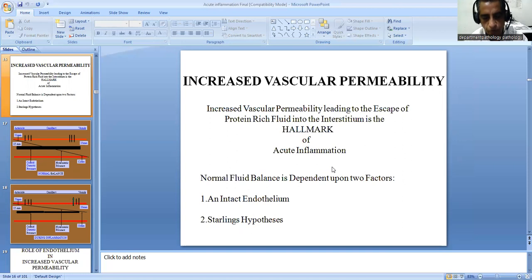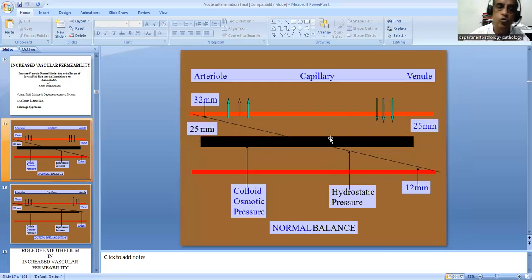And the second is Starling's hypothesis, which states that there are two types of pressures operative within and outside the vessel wall or the vessel lumen, into the extravascular and the intravascular compartments. These two pressures are the colloid osmotic pressure and the hydrostatic pressure. The hydrostatic pressure, as the name indicates, is due to the fluid. And this causes the movement of fluid from higher to lower gradients. The colloid osmotic pressure is due to the proteins present in the plasma, specifically albumin. And this tends to draw the fluid towards itself.